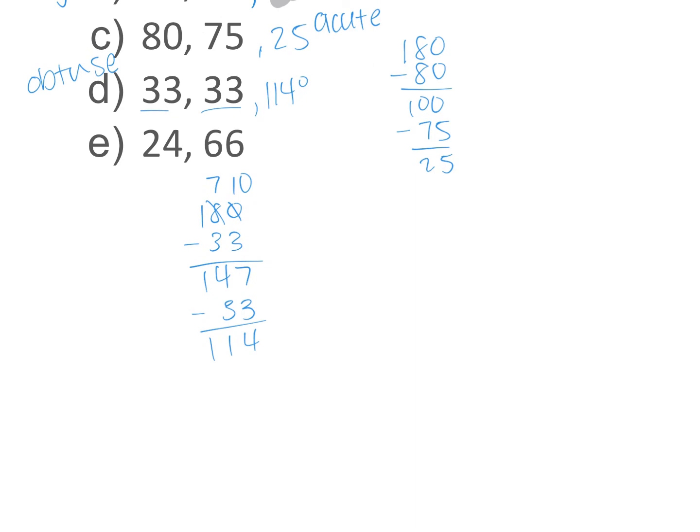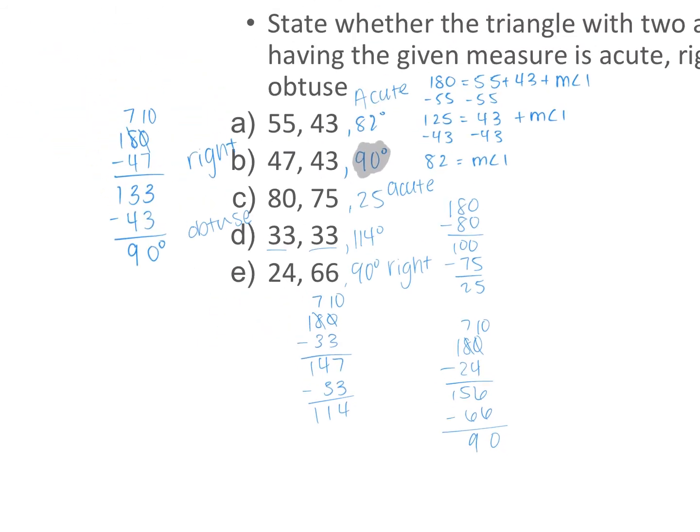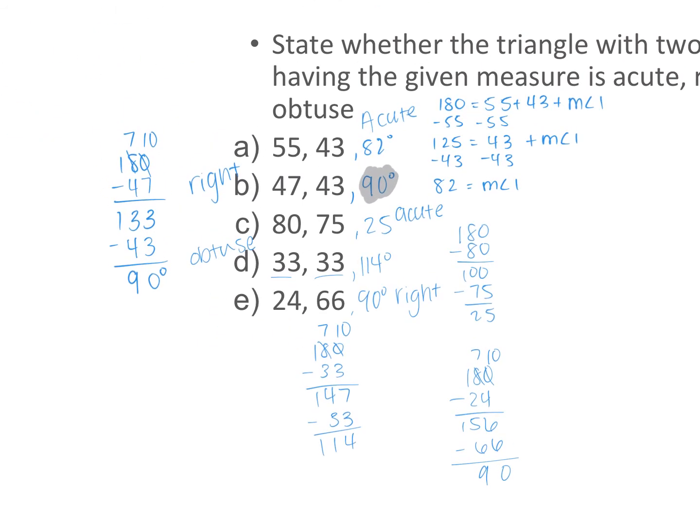And then for E, we have 24 and 66, so 180 minus 24. 10 minus 4 gives me 6. 7 minus 2 gives me 5. And bring down the 1. Subtract 66. 0. This becomes a 9. So our last angle is 90 here as well. That makes it a right triangle. So that one's right as well. Okay. So we had right, acute, obtuse, and right.